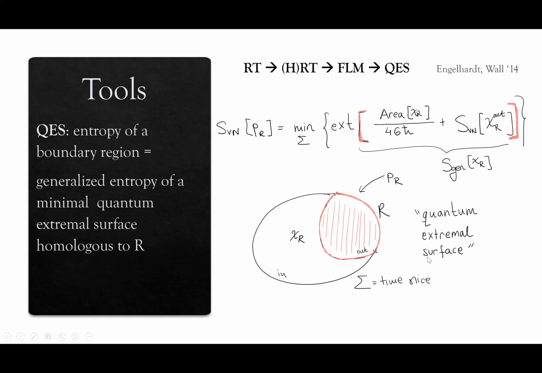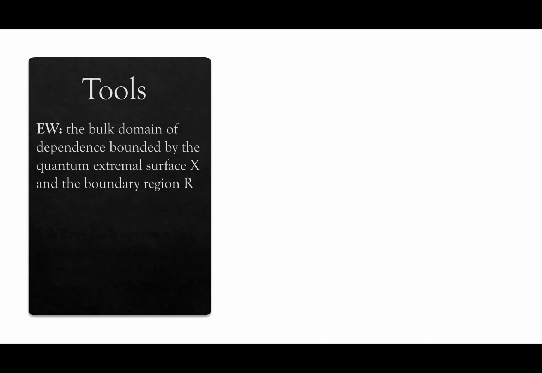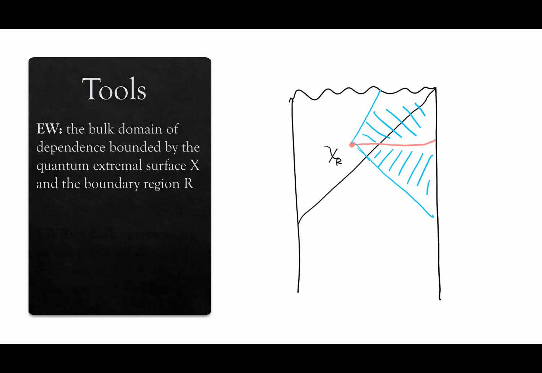Now one related tool to the quantum extremal surface is something called the entanglement wedge. And the entanglement wedge is basically just the domain of dependence in the bulk, bounded by this quantum extremal surface X and the boundary region R. Here I have presented just one example of how this might look. There's some boundary region R here. This is our quantum extremal surface. This is the region encapsulated by X and R. And the bulk domain of dependence is everything here drawn very nicely in blue.